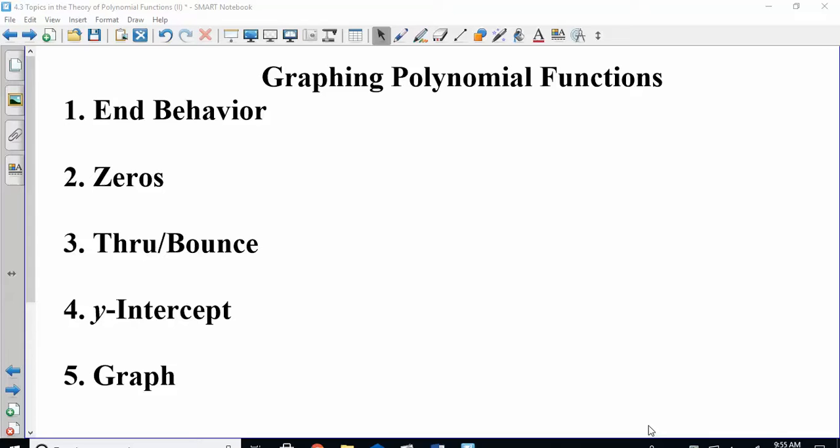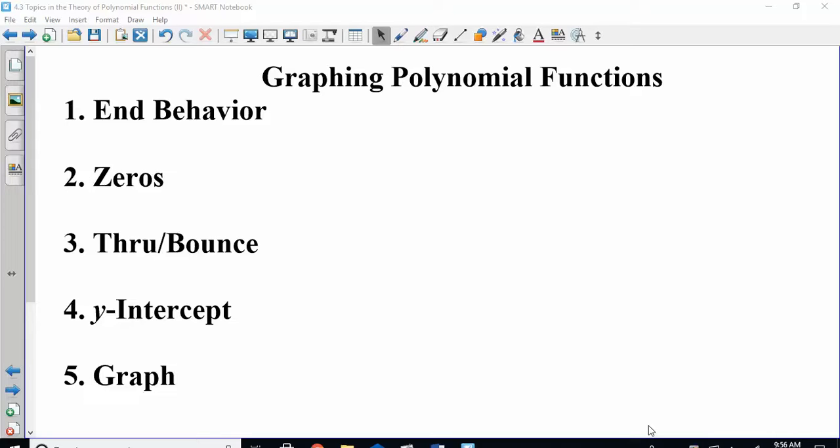We have talked about a lot of the properties of graphs. We've talked about finding zeros. We've been working on how to break down a polynomial if we have zeros. We've talked about end behavior. We've talked about if a graph will bounce or cross at a zero. So now we're going to start connecting all these dots to draw graphs.